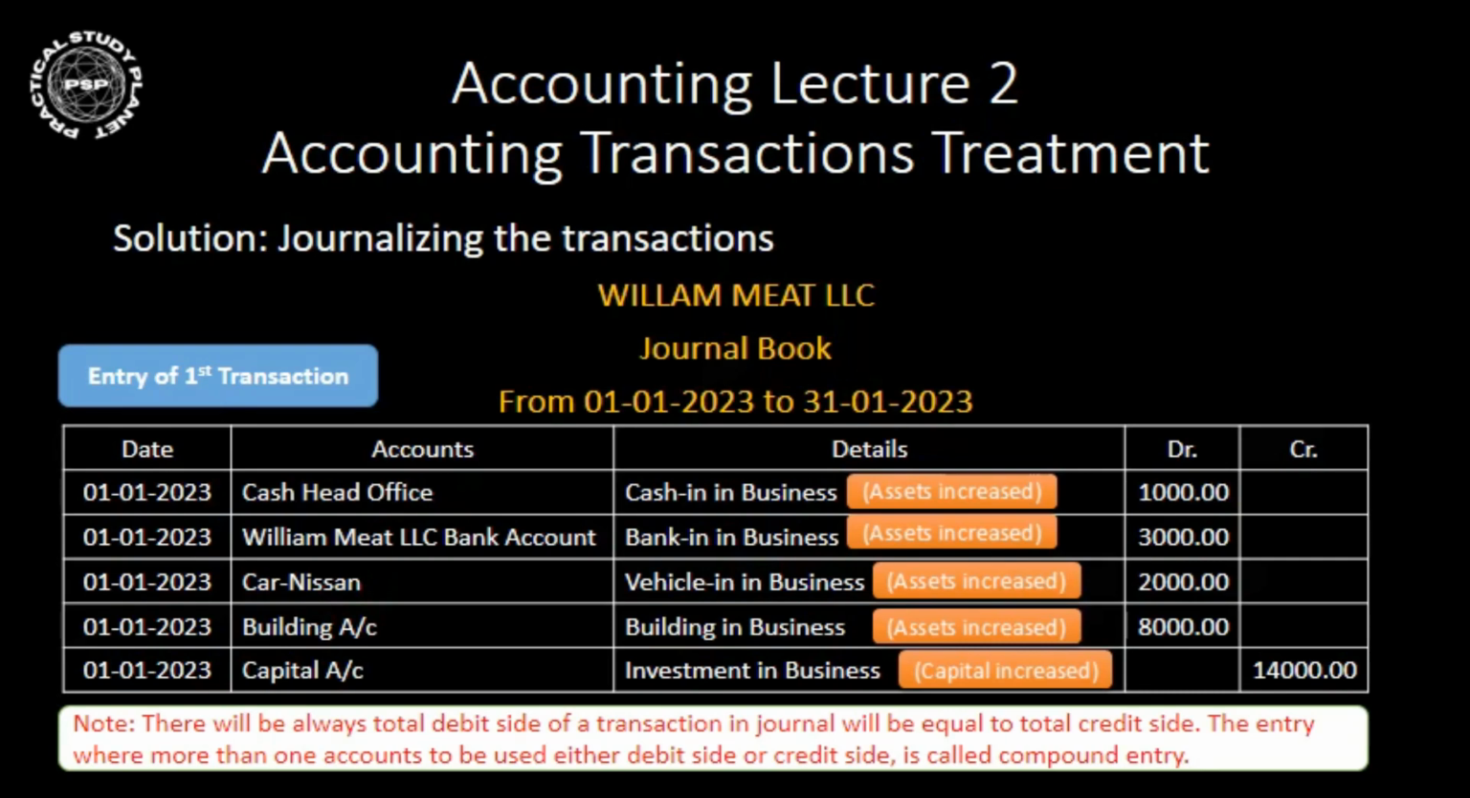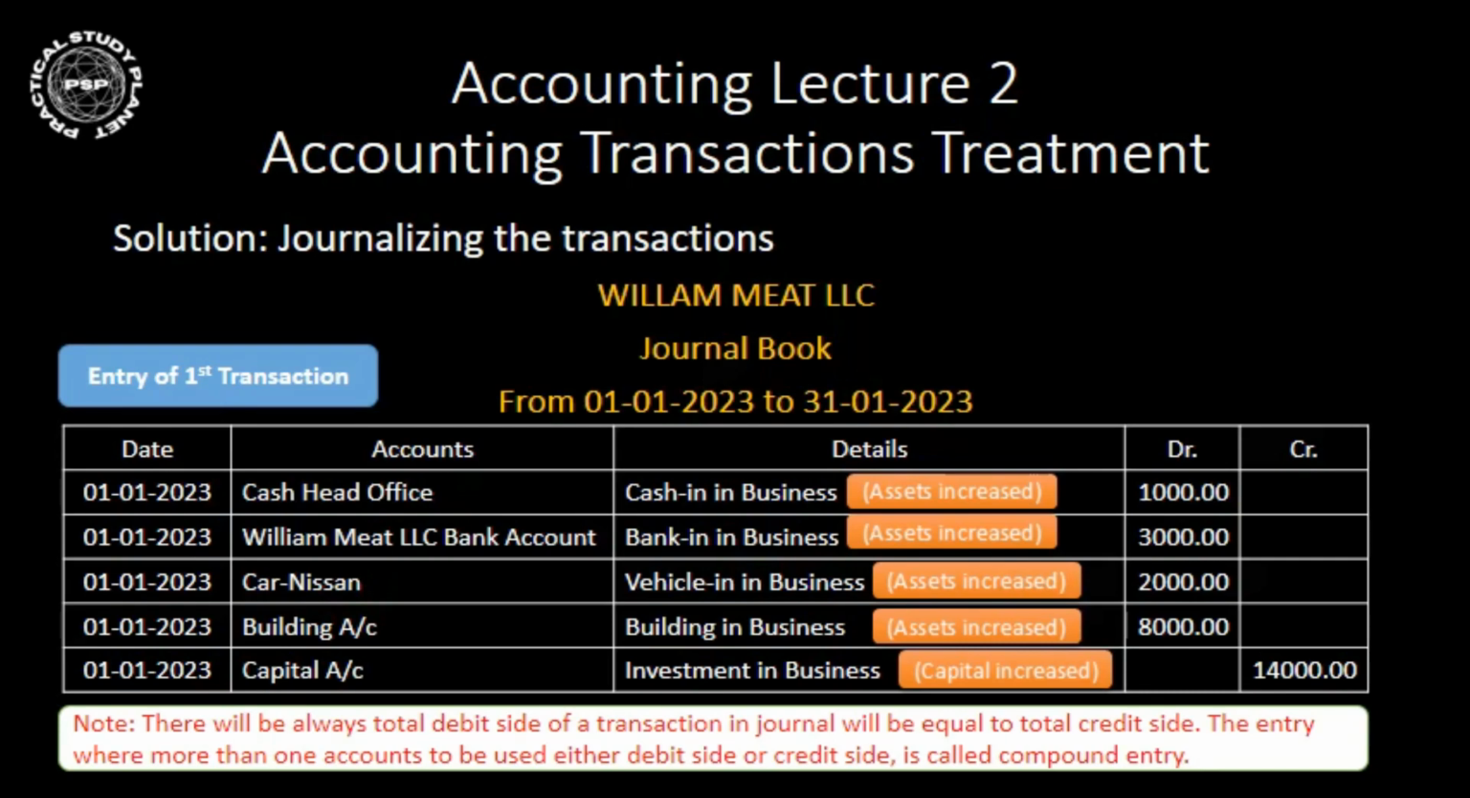In the same way, the car Nissan is also an asset, a vehicle in the business, so it also increased and will be written on the debit side. Building is also an asset of the company, so it will be increased and written on the debit side. Because of the dual aspect concept, every transaction has two aspects. The first, the assets increased, and on the other hand, the sum of all these things, 14,000, will be the capital of the business.